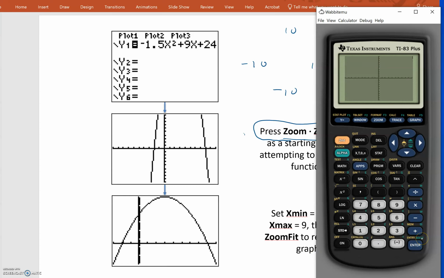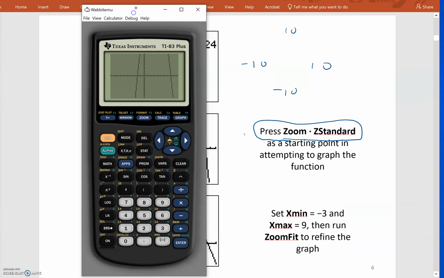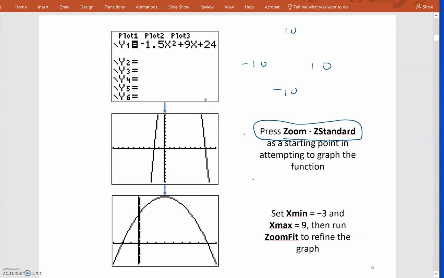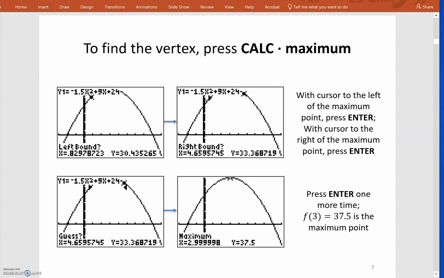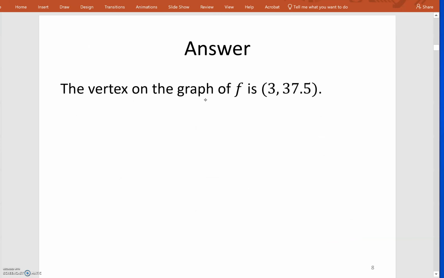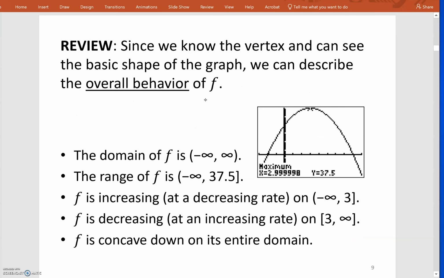So you're not guaranteed to get a great picture with that. It's just a standard window to look at. We get some kind of a picture, and then from there we can mess with our picture to get a better one. So in this case, do zoom fit after you've straightened this up a bit. But we already got a decent graph and completed the calc max of this, so we already know what our maximum point is, so let's talk about some general characteristics.